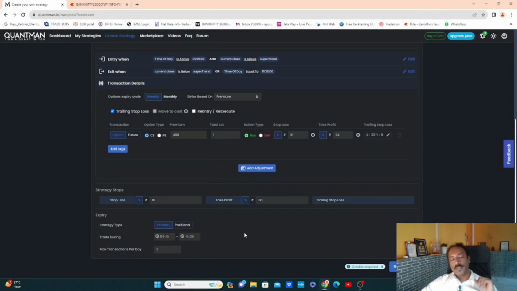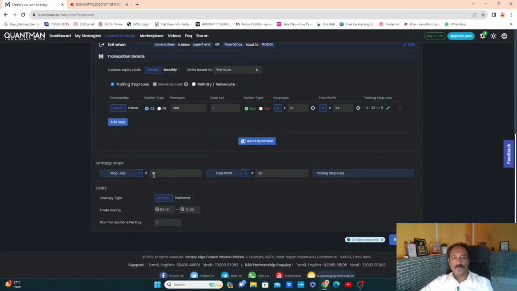And here is one more thing. You have to choose whether the strategy type is positional or intraday. Let us keep it as an intraday position, and you can build this for positional as well. So you have to learn all those things, how to build the strategies. This is very simple if you want to create an intraday strategy.